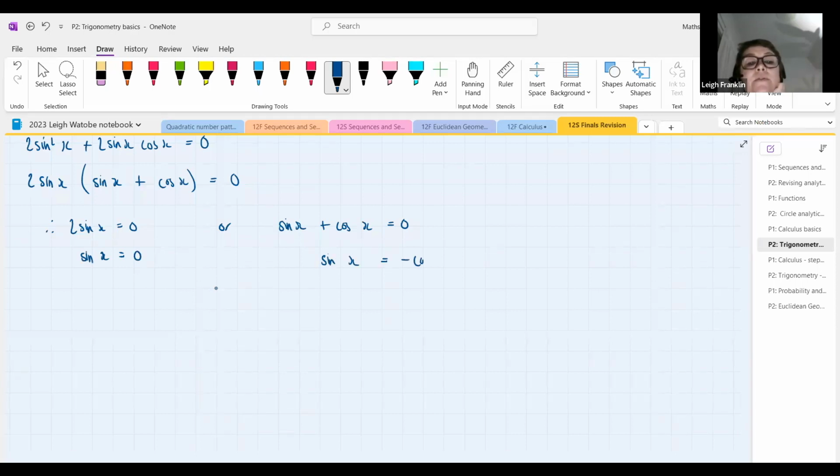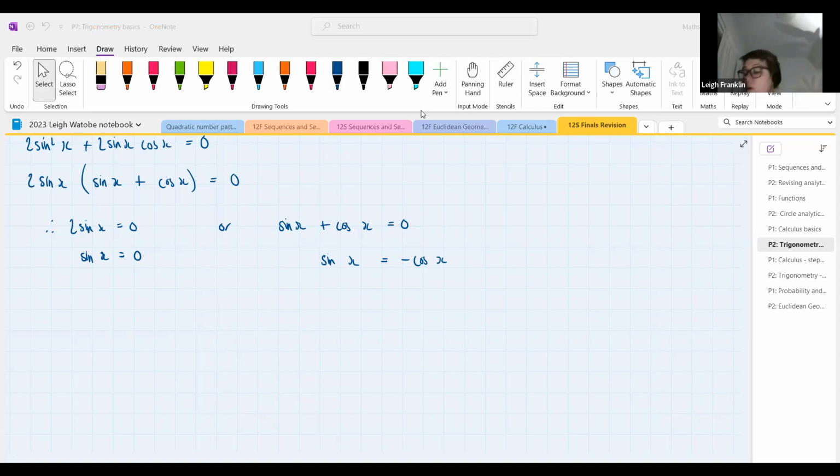Okay, so sine x is equal to 0, or in this case, sine x will be equal to negative cos x. The one on the left is a bit easier, but this one on the right-hand side is going to be a bit more difficult. So on the right-hand side, where I've got sine x equals negative cos x, what am I going to do? That's it, Linda. Okay, quite right.